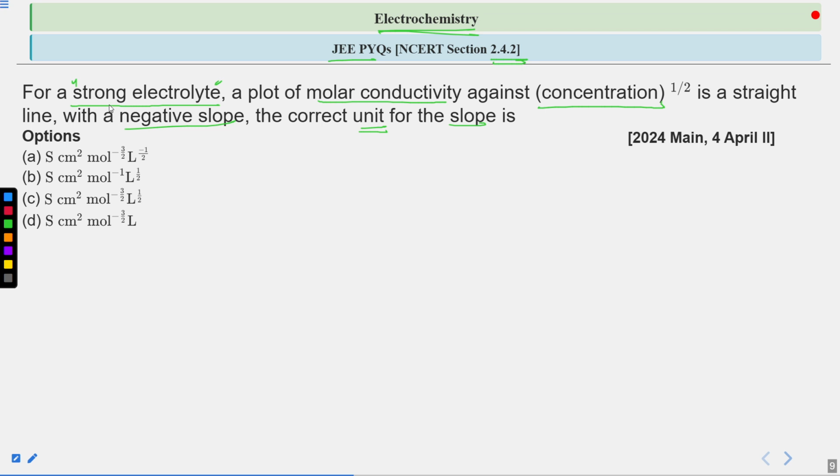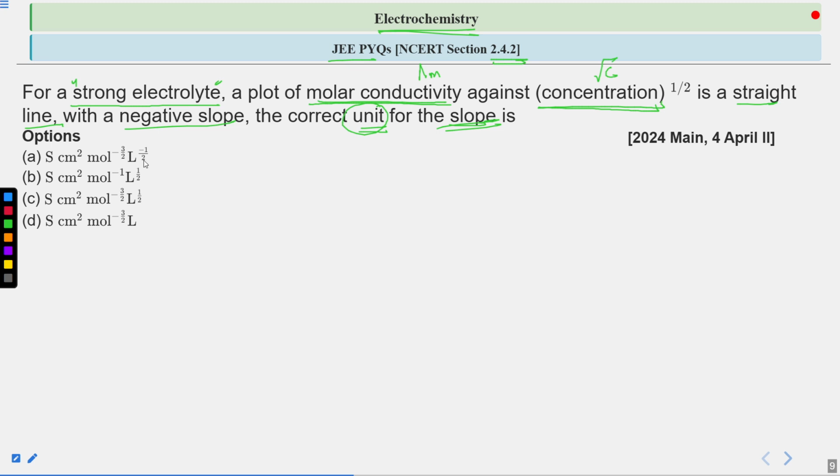So for the strong electrolyte, when you draw a graph between the molar conductivity, which is represented by lambda m, against concentration to the power half, that means root c, it will be a straight line with a negative slope. That straight line has a negative slope.